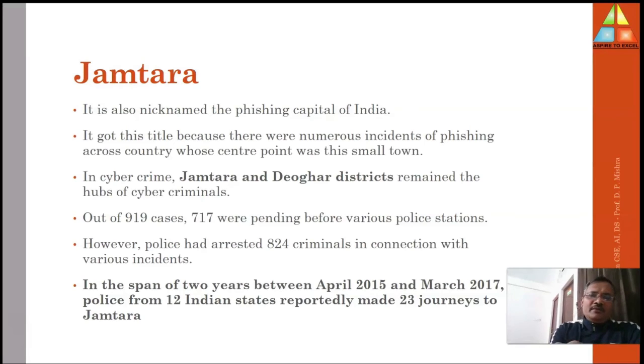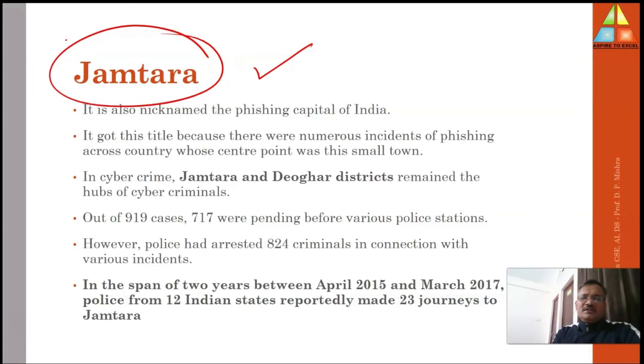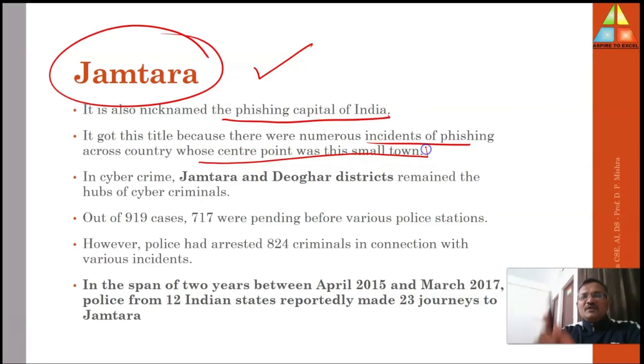So I hope many of you have heard the name of a city or town in Jharkhand, which is now a district place, Jamtara. It's also nicknamed the phishing capital of India. It got this title because there were numerous incidences of phishing across the country whose center point was a small town.